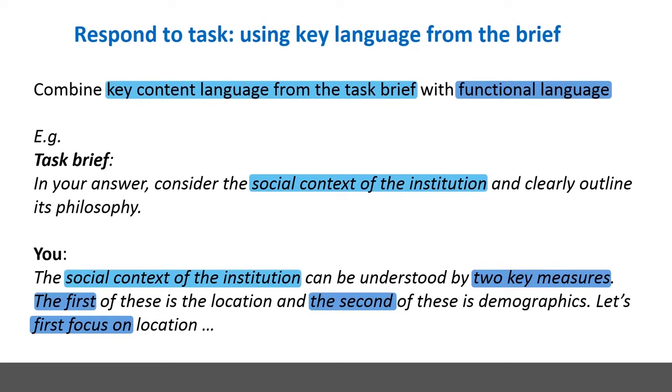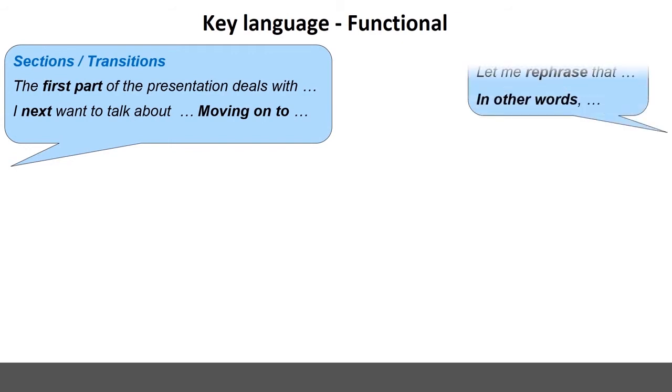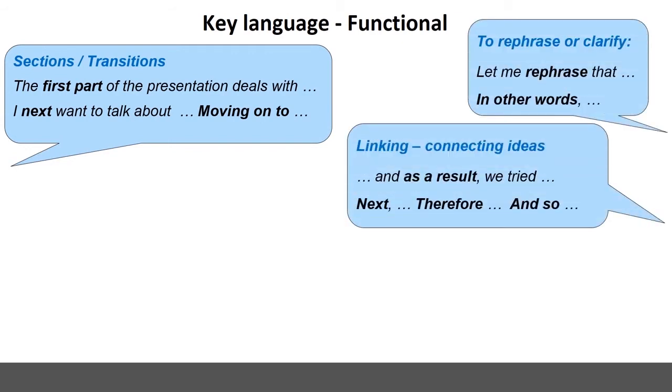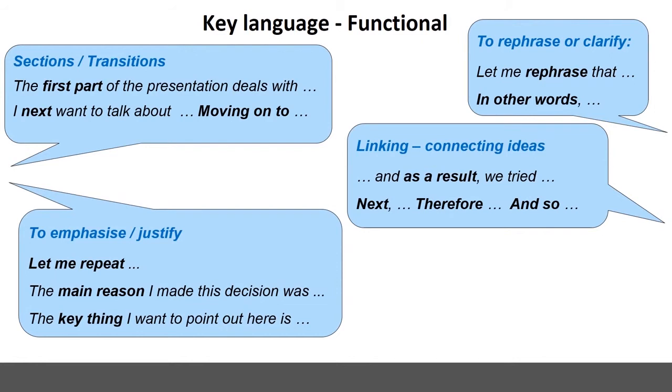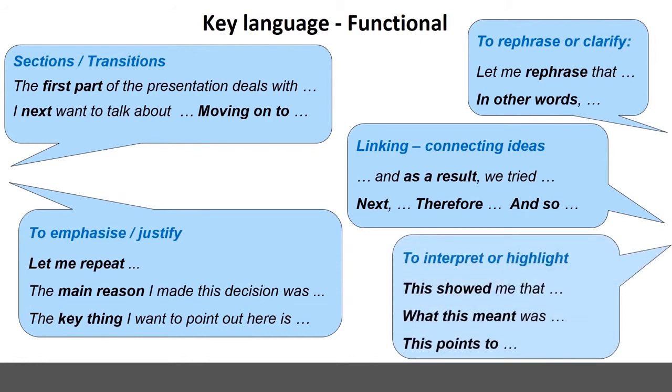This functional language is key to helping the audience keep up with key parts of your talk. And the functions are sectioning, transitioning, rephrasing, clarifying, linking, emphasizing, justifying, interpreting or highlighting. There are a lot of functions you use when you're speaking to an audience. The key thing I want to point out here, so if we are using the function language with body language and content language, it makes for a very clear and powerful message.